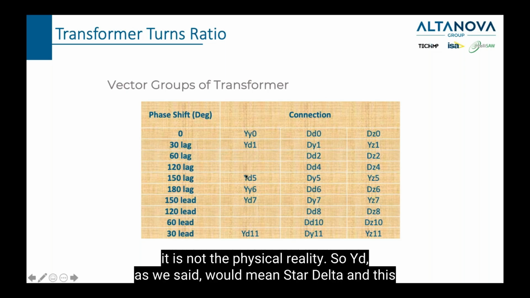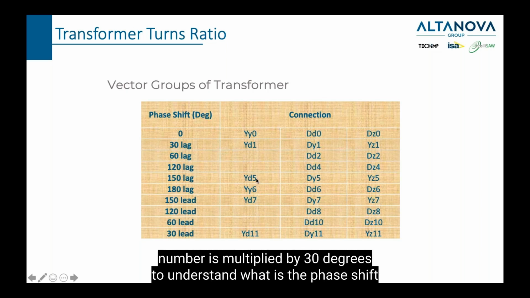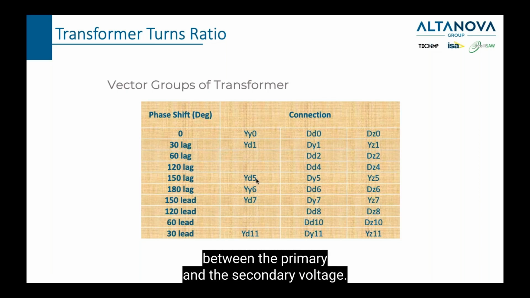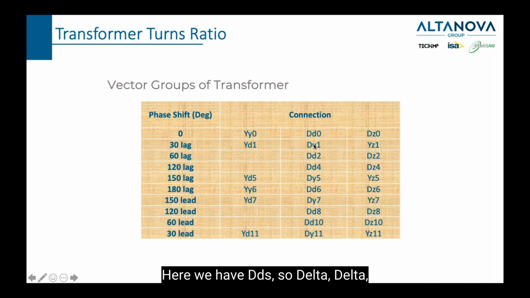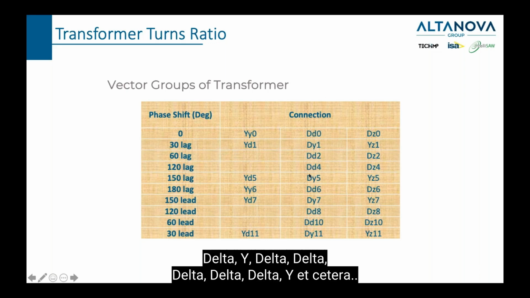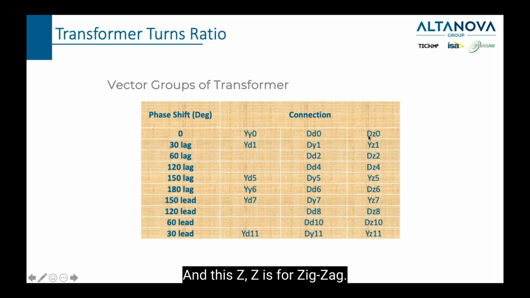So YD, as we said, would mean star delta, and this number is multiplied by 30 degrees to understand the phase shift between the primary and the secondary voltage. Here we have DDs, so delta delta, delta Y, and so on. And DZ, Z is for zigzag. So these are possible vector groups which we can test.